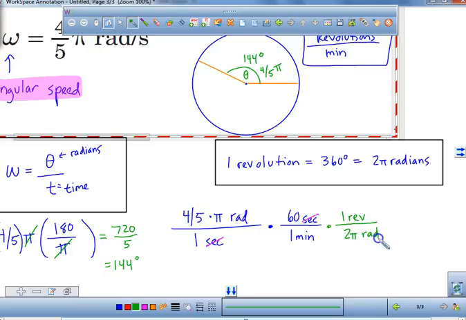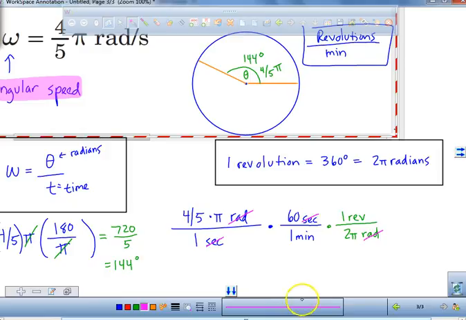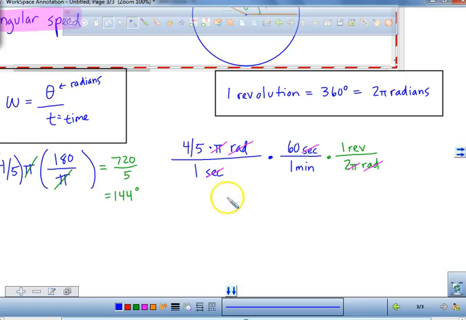I'll put 2 pi rad. Okay? So what's going to happen here? This radian is going to cancel out this radian. This pi right here will also cancel out that pi. And what are we left with? What's left standing? We've got a 4/5.